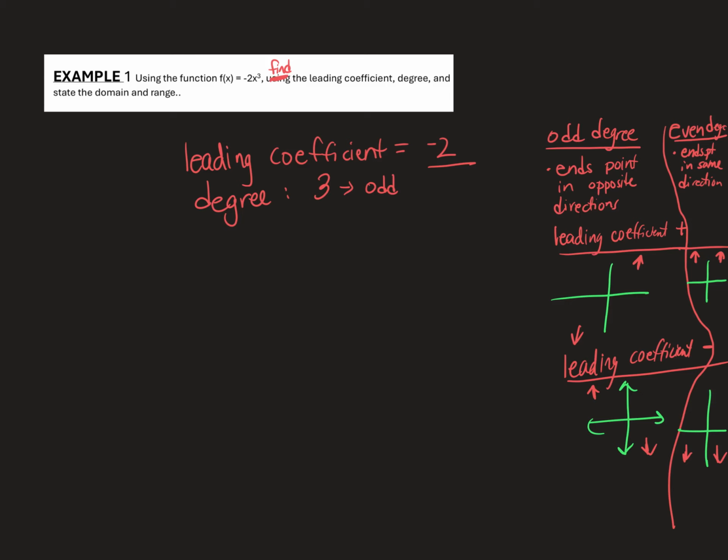Okay, so for the next one, state the domain and the range. So the domain, let's talk about what that will look like. My leading coefficient is negative. Leading coefficient negative, odd degree. So how far left or right would this graph open? Well, hopefully you can tell that it's going to open forever to the left and forever to the right. So that would be negative infinity to positive infinity.